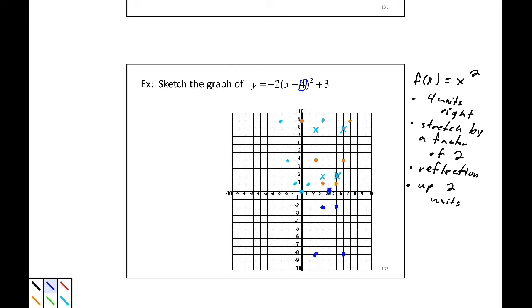Last, we need to shift up. Did I really write up 2 units? Up 3 units. So we'll shift this entire function, those dark blue points, up 3 units. So now I'm at 4, 2. I am at 5, 0, 3, 0.